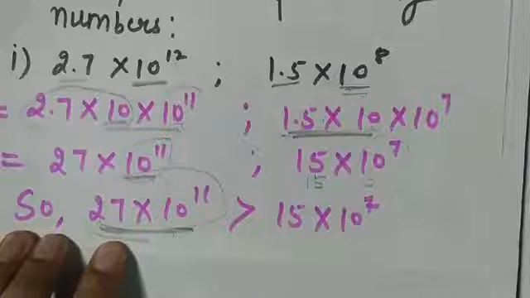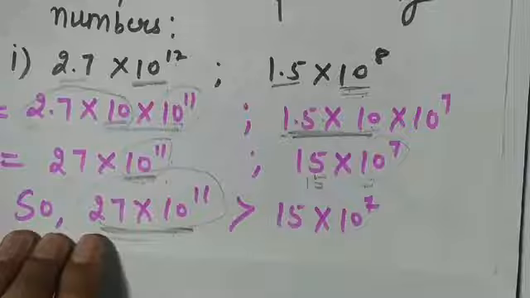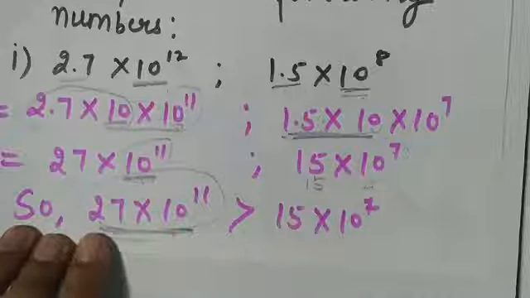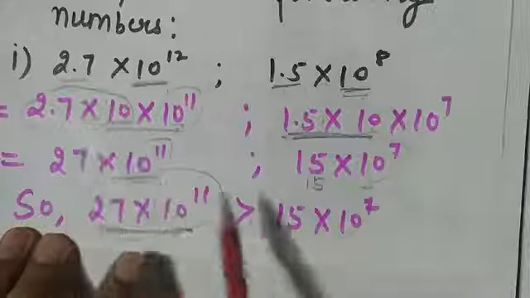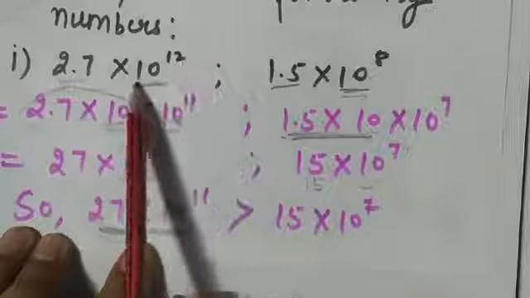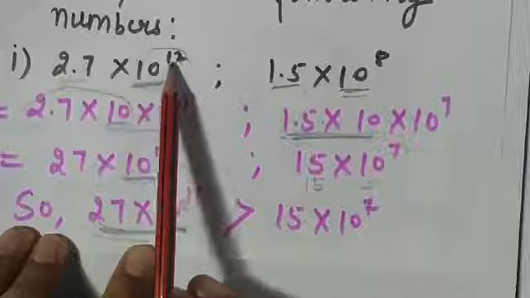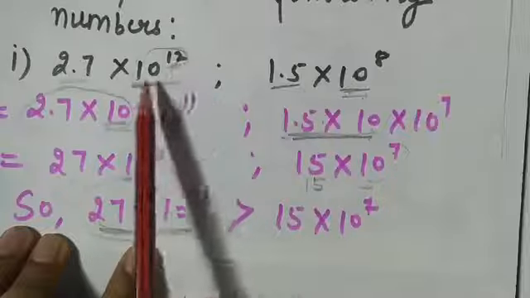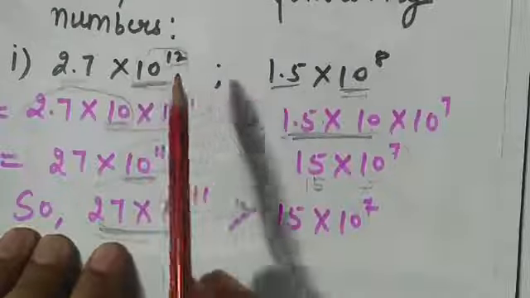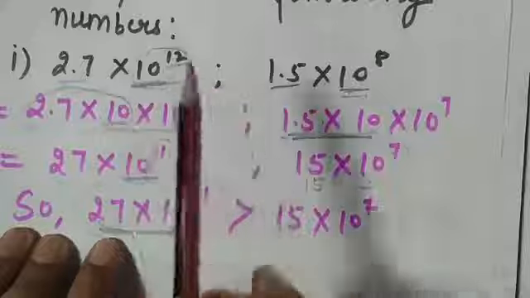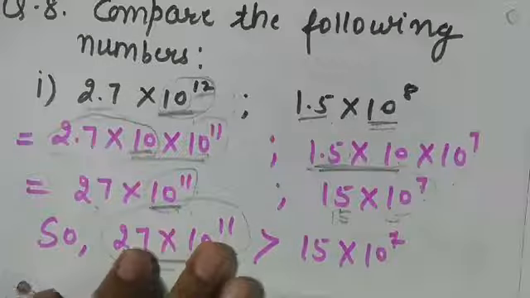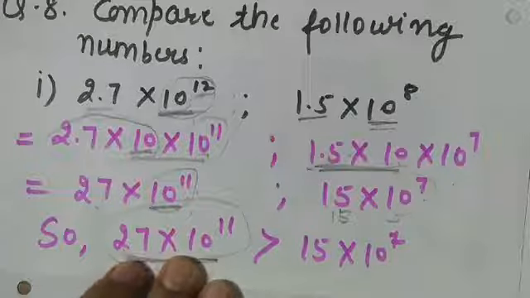You can compare them in any way. If you don't want to do this, you can simply say that this is greater because it has a larger power. This number is being multiplied a larger number of times, so this is greater. So this is all about exercise 13.1.